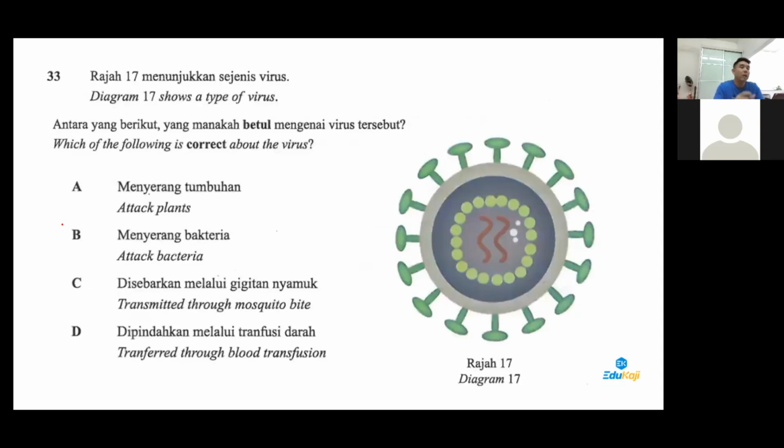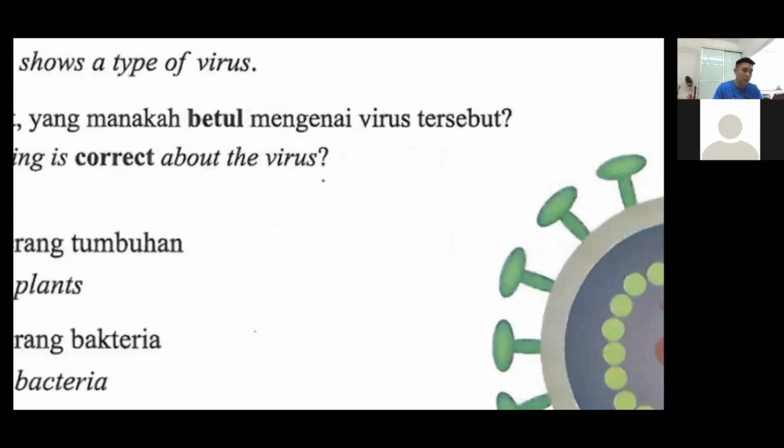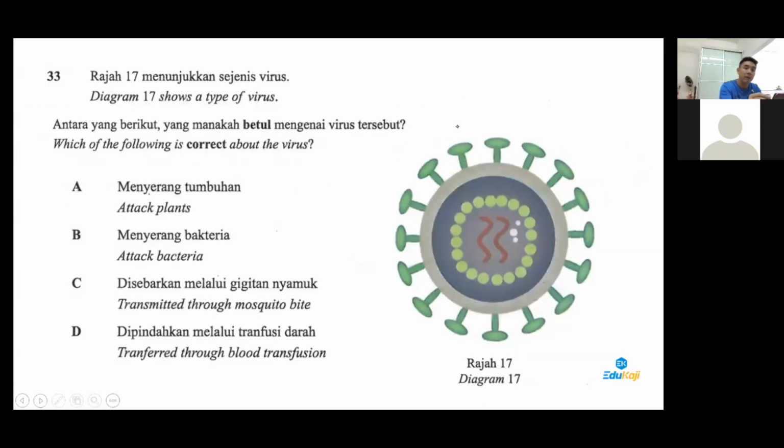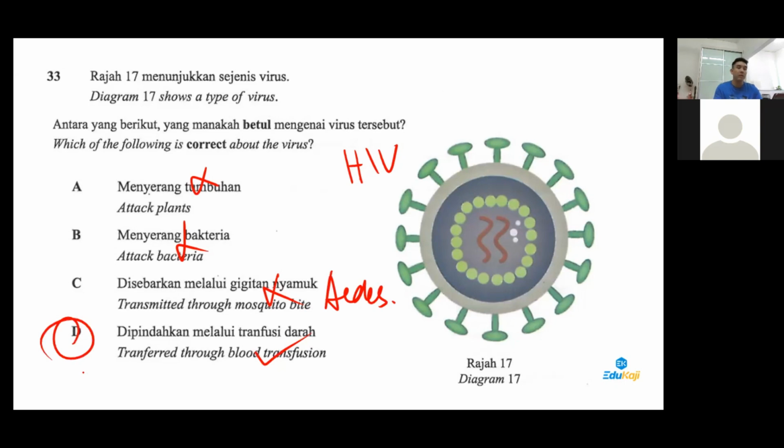32 C. 33, this is HIV. Now HIV here does not attack plants, not attack bacteria. No, you don't get it from mosquito. That is Aedes, dengue. The answer is D. You can get it through blood transfusion. Means someone has HIV in the blood. If the blood is transfused into another person, then that person can also get HIV, which means AIDS. Guys, AIDS is the disease. HIV is the virus.